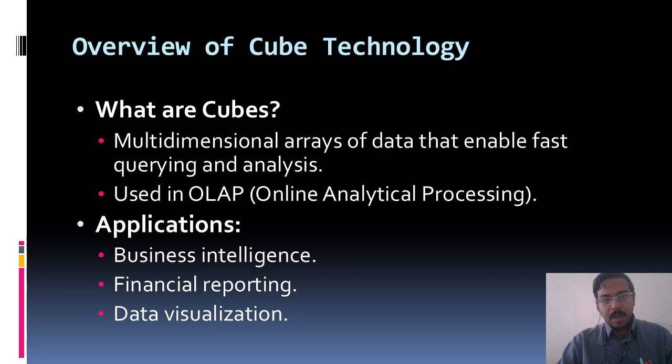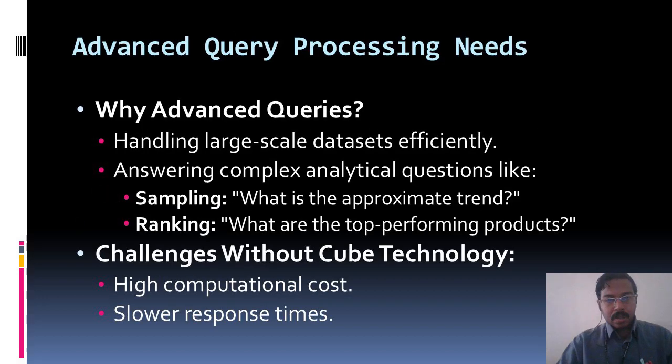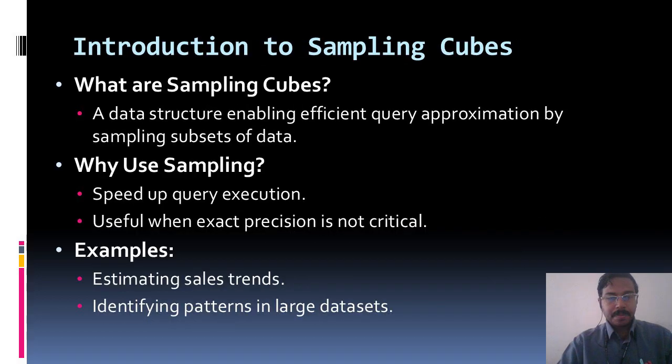Why do we even want advanced queries? Well, in modern data systems, we deal with massive datasets. Queries like what is the approximate trend in sales, or which products are top performers, look at both speed and accuracy. Without cube technology, answering such queries would involve scanning huge amounts of data, leading to high computational cost and slow response time.